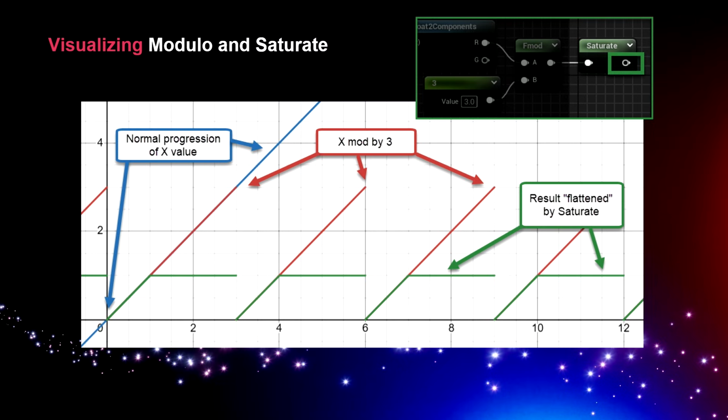Then we want to add the saturate operator, which simply clamps our values between 0 and 1, flattening our curve where they used to return between 1 and 3. So this is what we see in green here. So we now have a pattern that goes from 0 to 1, stays at the value of 1 for a while, and then loops back to 0 and starts over again to infinity.